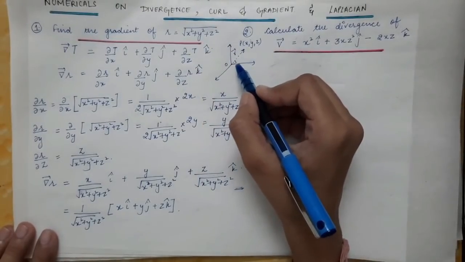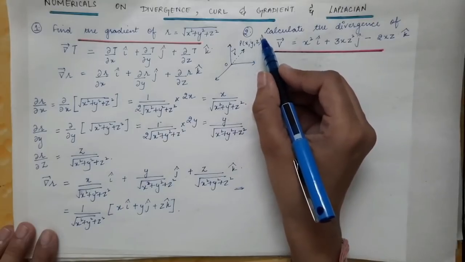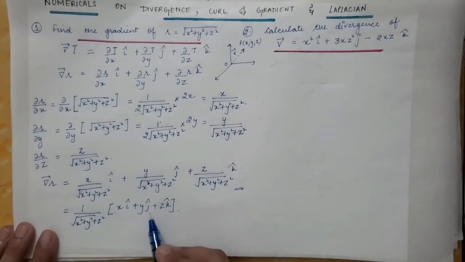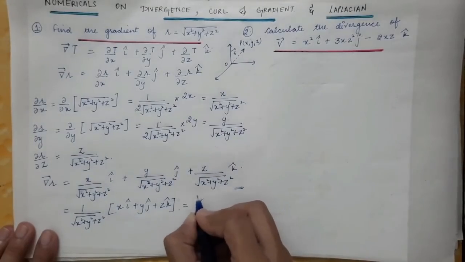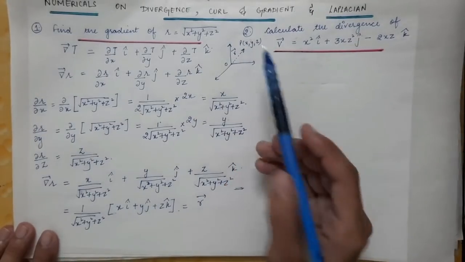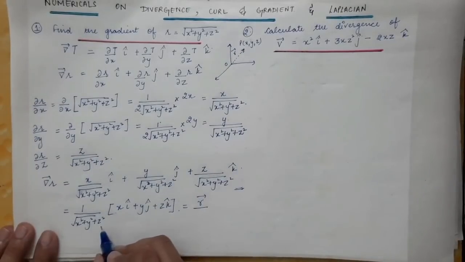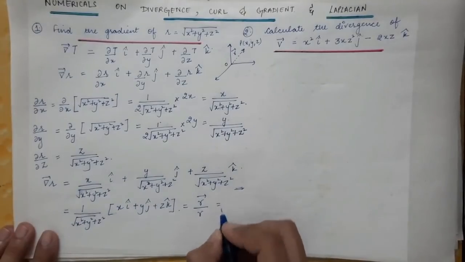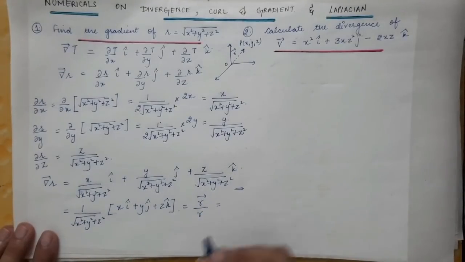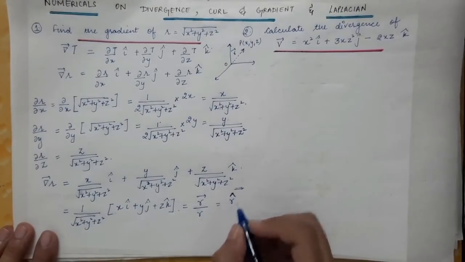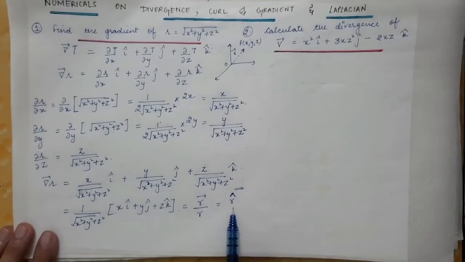Now r vector will be nothing but xi cap plus yj cap plus zk cap. So here we have xi cap plus yj cap plus zk cap, which is nothing but r vector, the position vector of a point whose coordinates are x, y and z. Divided by under root of x square plus y square plus z square, that is nothing but small r. So a vector divided by its magnitude is nothing but the unit vector. So gradient of r comes out to be the unit vector of the position vector.